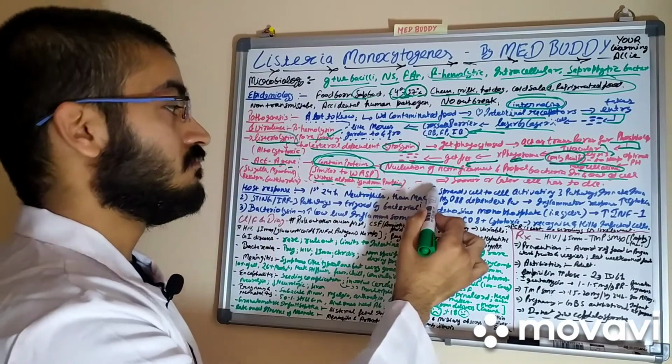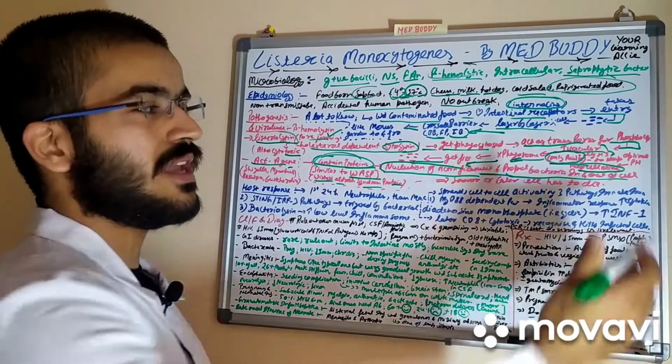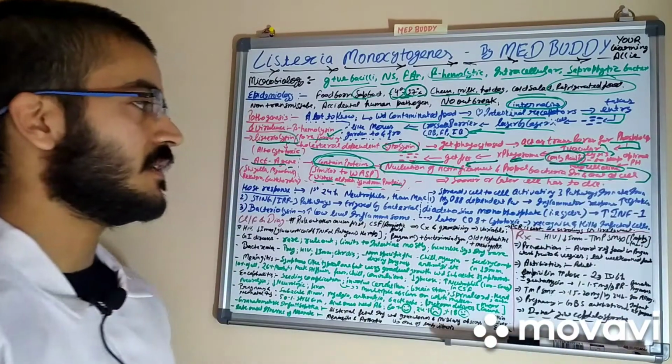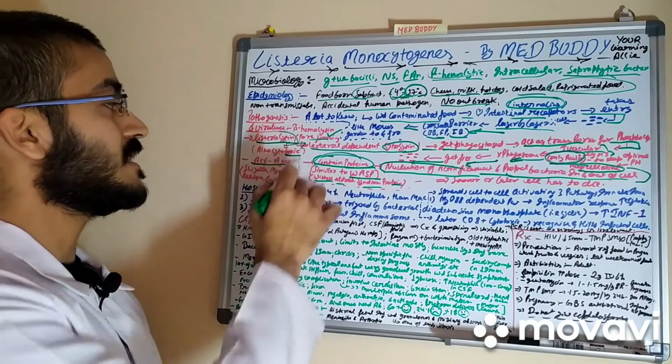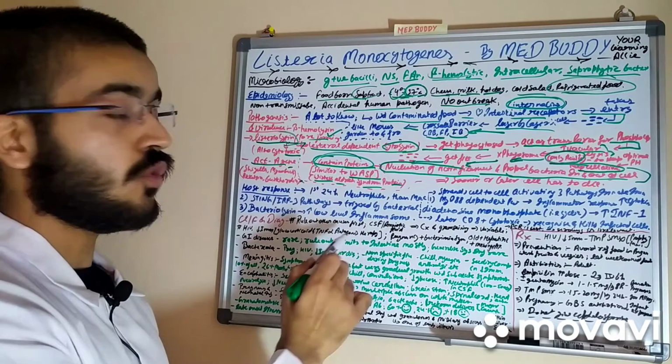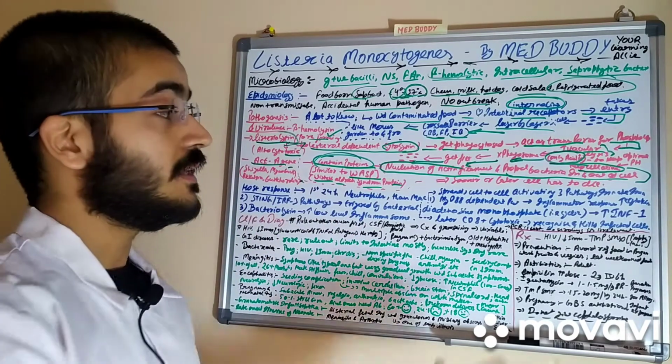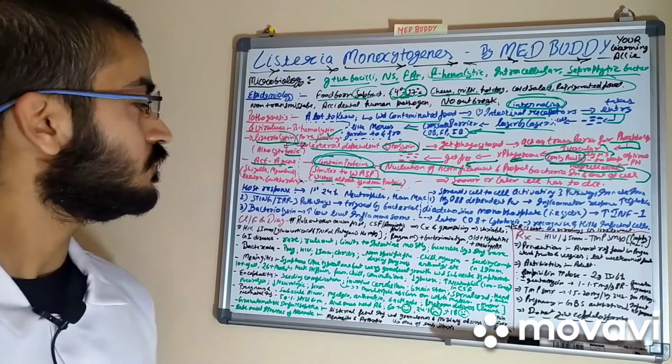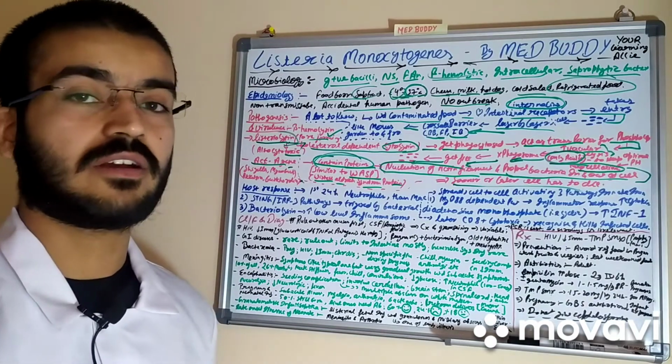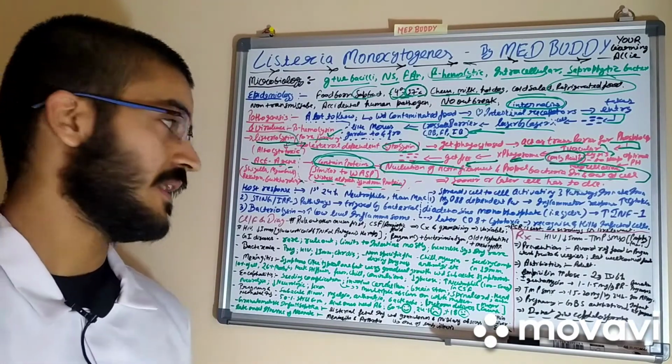And though it tries hard to keep that cell alive, because Listeria in itself is cytotoxic, sooner or later the cell has to die. Now, how does it trigger the host immunity? Let's see.